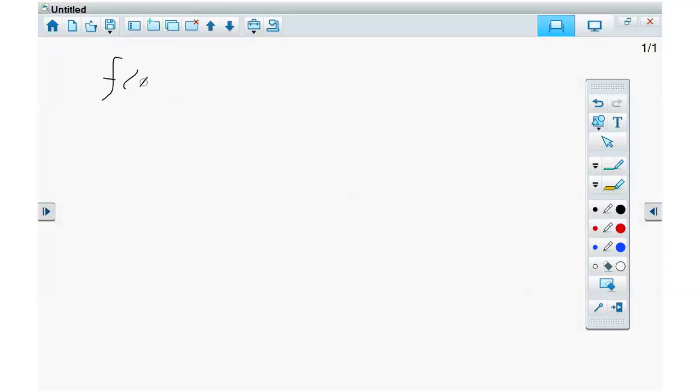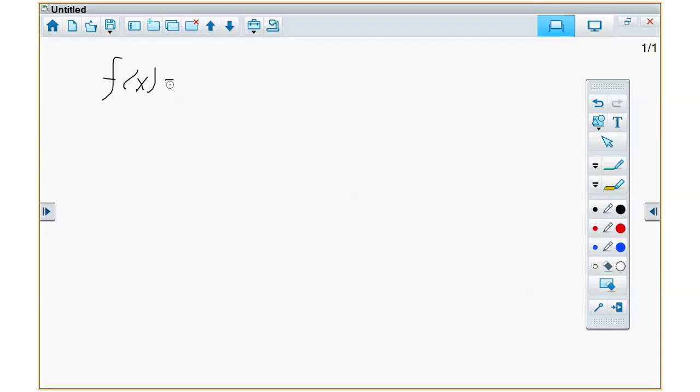F of x, I think we already did this one, I'm not sure. No, not in unit three. F of x is equal to 5x cubed. Is this 3.1? Yes, 3.1. Five x cubed minus 3.5 x squared plus 9x minus 6 pi squared.